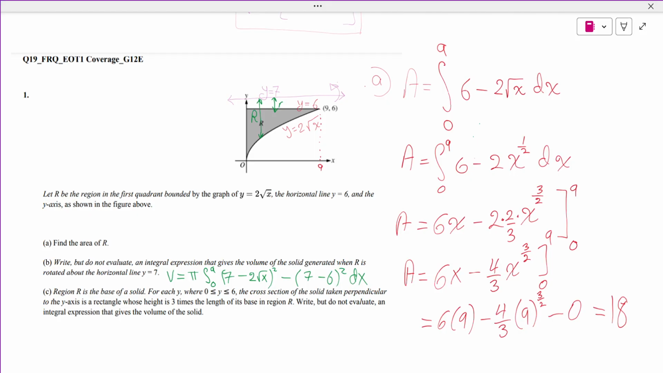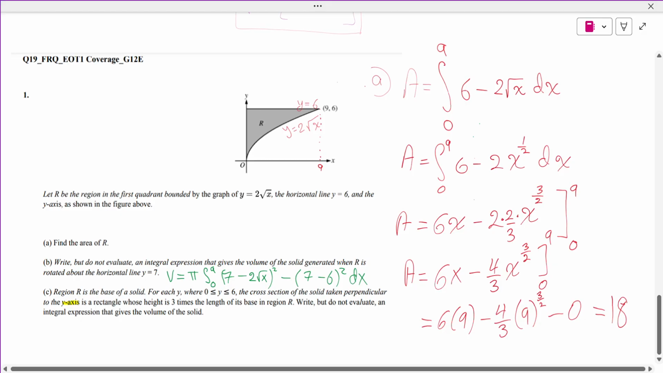Now for part C, let's erase what we have done here. In part C, it says region R is the base of a solid. For each y, where y is between 0 and 6, including 0 and 6, the cross section of the solid taken perpendicular to the y-axis. So this is a key phrase in this question, perpendicular to the y-axis. And each cross section is a rectangle whose height is 3 times the length.